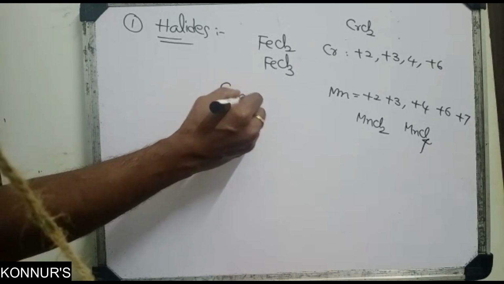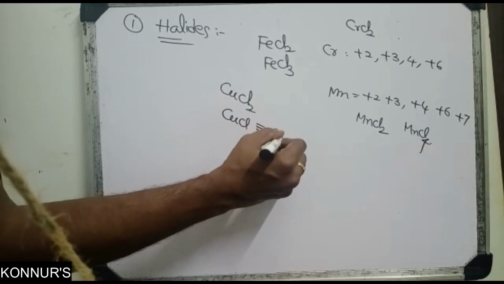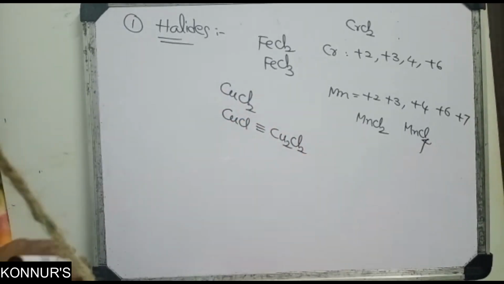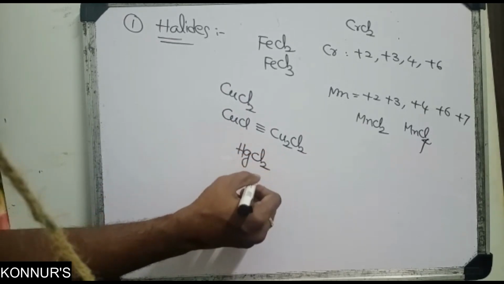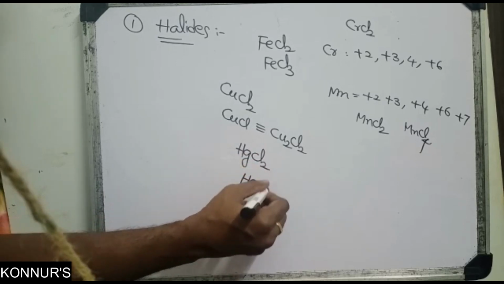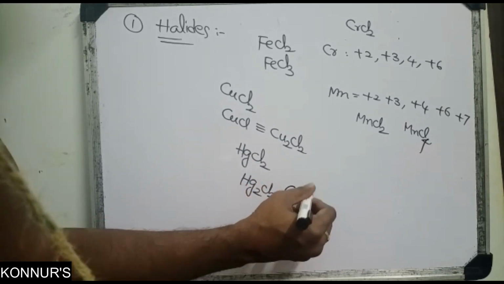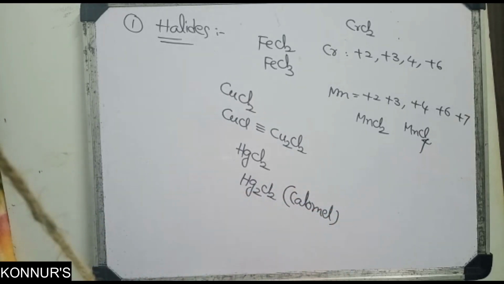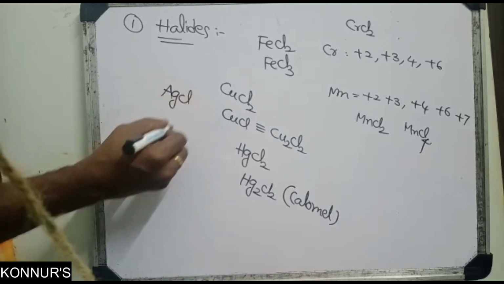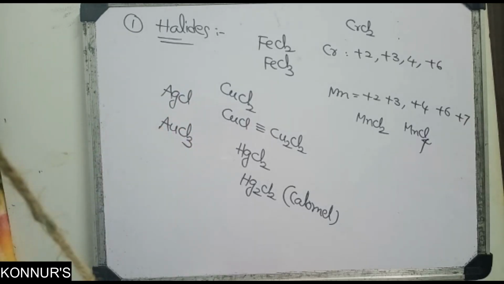Suppose copper is there. CuCl2 is cupric chloride. Next, CuCl is cuprous chloride, written as Cu2Cl2. Next, mercury: HgCl2 is mercuric chloride, and Hg2Cl2 is mercurous chloride. Mercurous chloride is called calomel, an important name. Silver shows only +1, AgCl. Gold you take as +3, so AuCl3. If you know the oxidation state, every compound can be easily written.